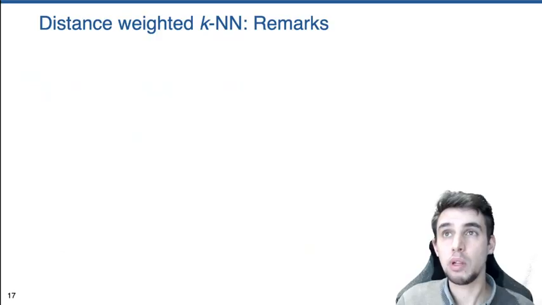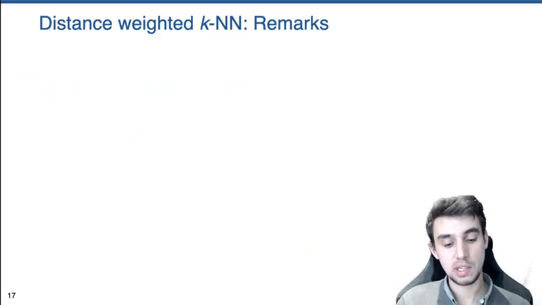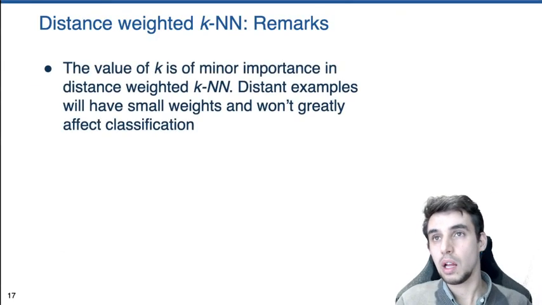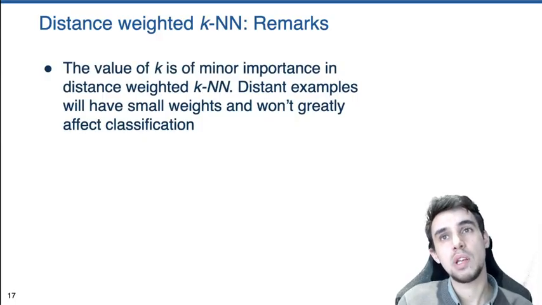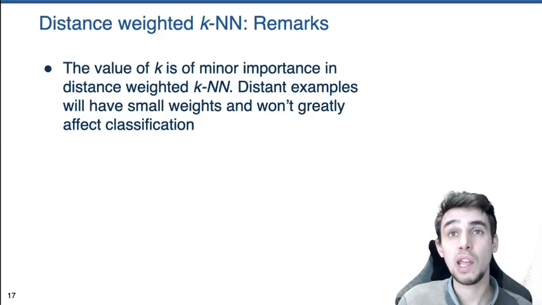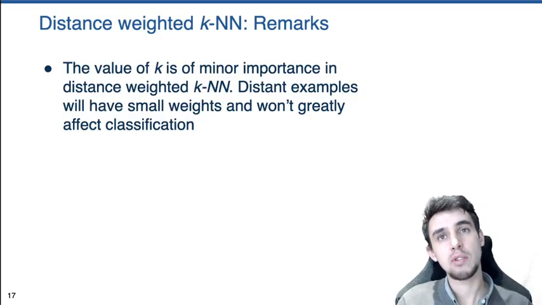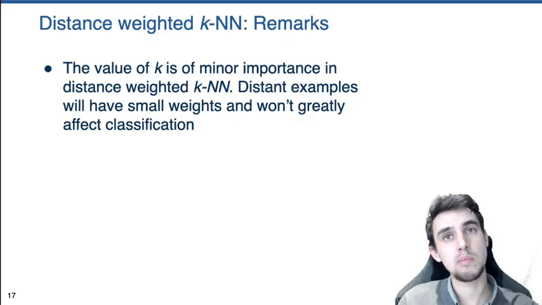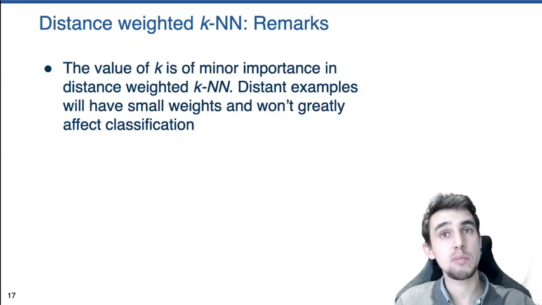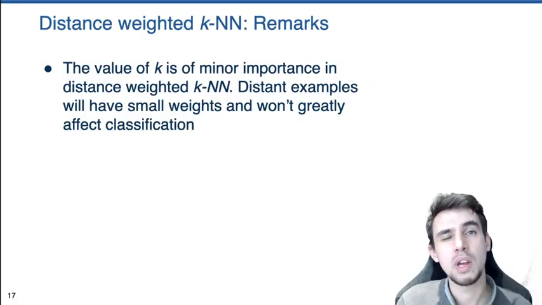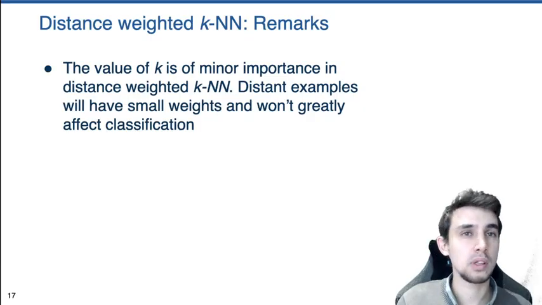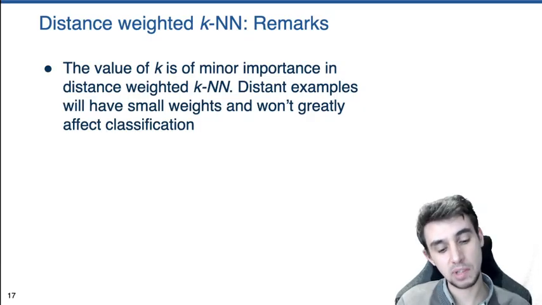A couple of additional remarks on the distance-weighted k-nearest neighbor algorithm. The good thing is that the value of k plays a smaller role. If you have a very large k value, you take into account a lot of samples, but if the samples are very far away, even though they are included according to k, they will not count much, so they usually don't greatly affect the classification.